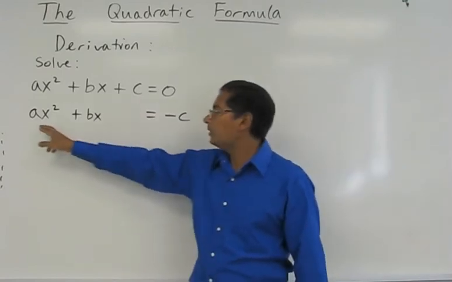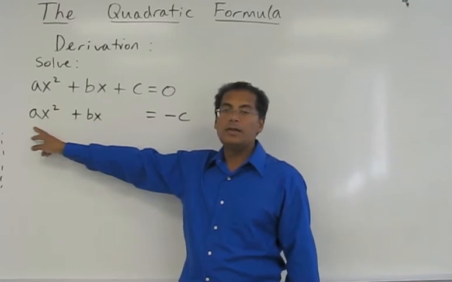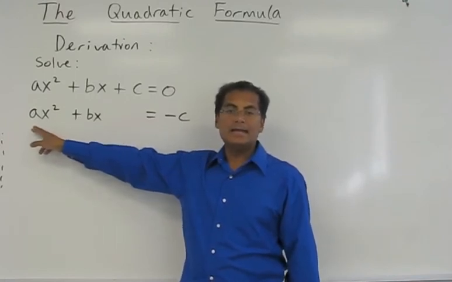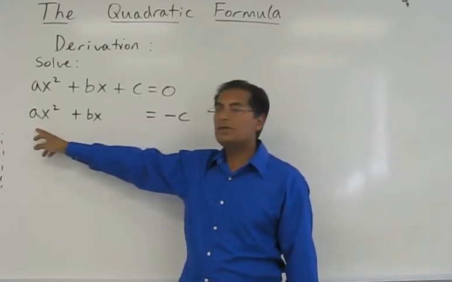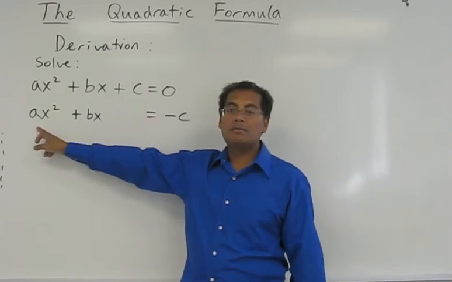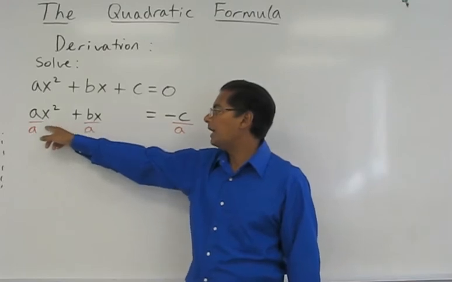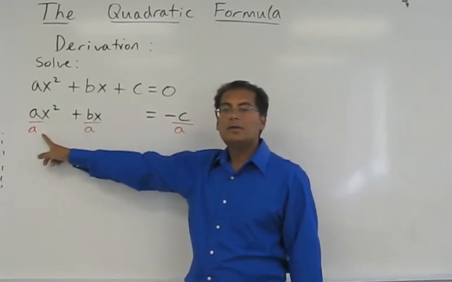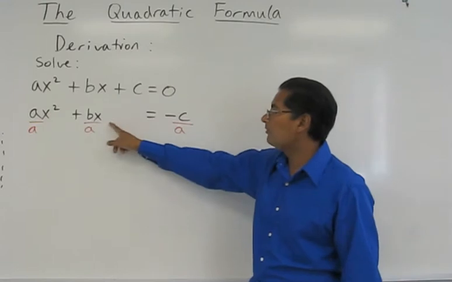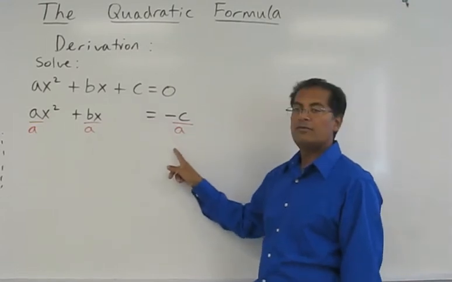Now remember we need the lead coefficient to be 1. So I want to get rid of that a in front of the x squared. To do that, what I have to do is divide everything by a. So we divided everything by a, and so a over a here will cancel, and we'll have x squared plus b over a x equals negative c over a.